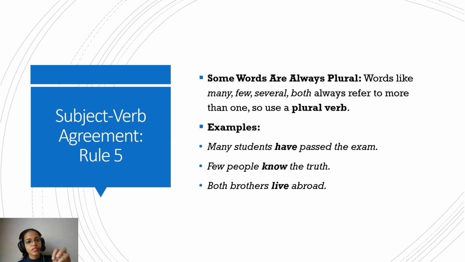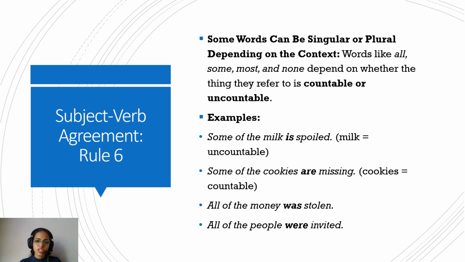Few people know the truth. Again, few people. It's always a group of people. So plural. Both brothers live abroad. So again, both brothers, two brothers are being talked about. So again, live abroad, plural form of verb. Okay, simple enough. Some words are always singular, some words are always plural, and some words can be singular or plural depending on the context.